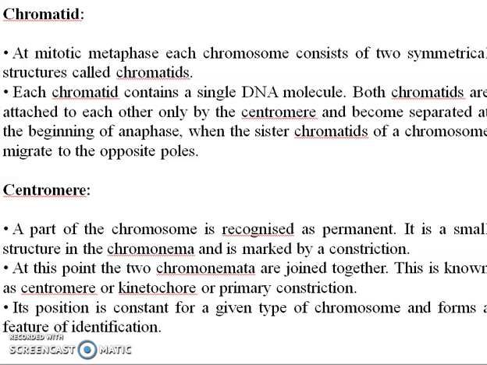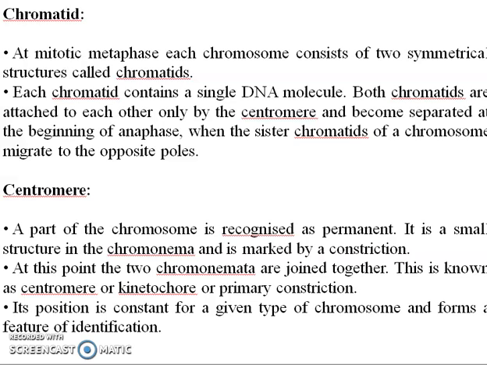So both chromatids are attached with the help of the centromere, and become separated at the beginning of anaphase, when the sister chromatids of a chromosome migrate to the opposite poles. During anaphase, the two chromatids will be stretched and will be moving to the opposite poles.